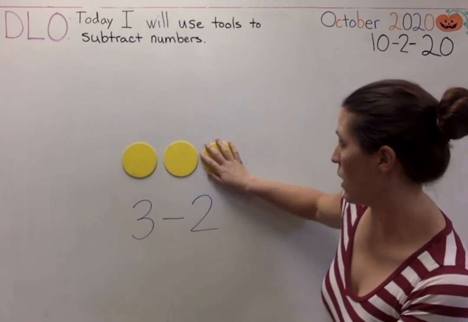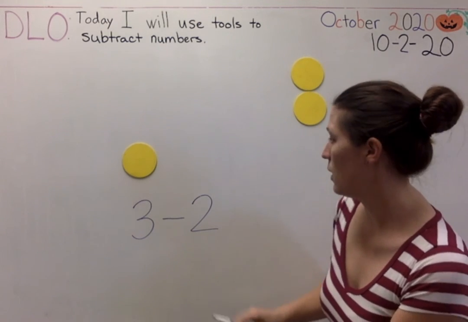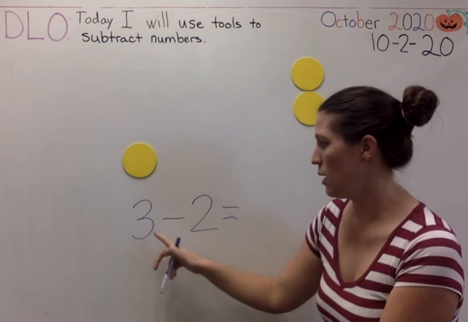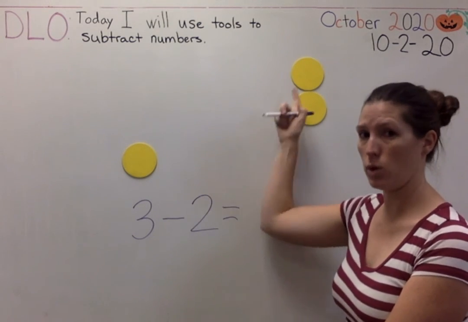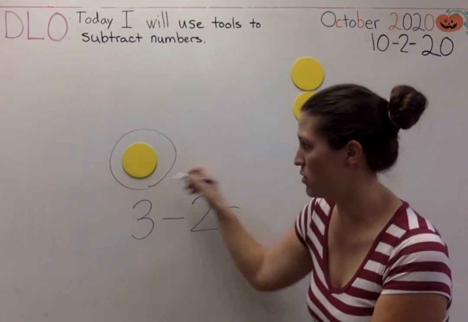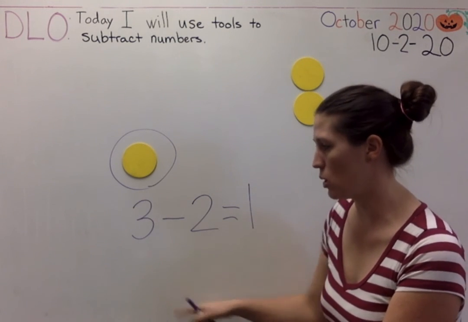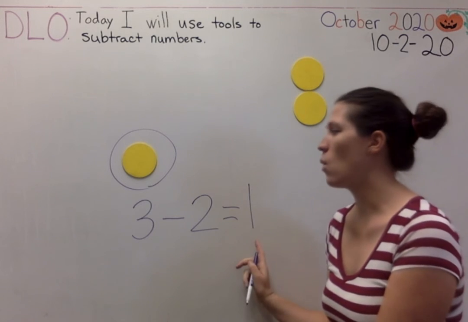So now I need to move them away. I gave away 2. 1, 2. How many are left? Let's see. I had 3. I gave away 2. 1, 2. How many are left? 1. Just 1. Let's read our equation. 3 minus 2 equals 1.